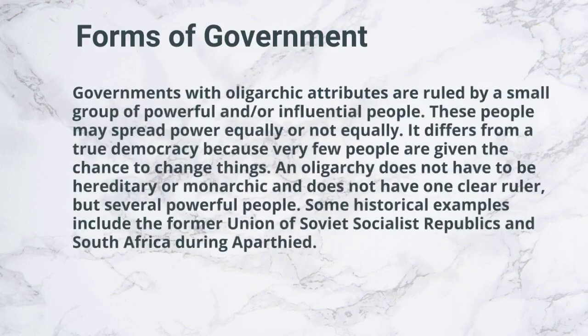Governments with oligarchic attributes are ruled by a small group of powerful and/or influential people. These people may spread power equally or not equally. It differs from a true democracy because very few people are given the chance to change things. An oligarchy does not have to be hereditary or monarchic and does not have one clear ruler but several powerful people. Some historical examples include the former Union of Soviet Socialist Republics and South Africa during apartheid.